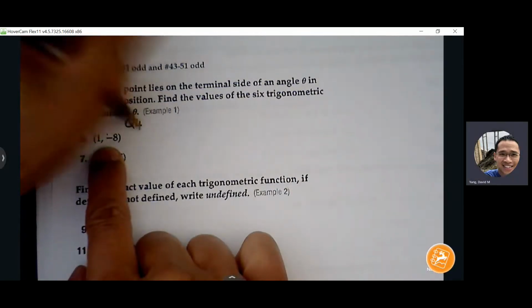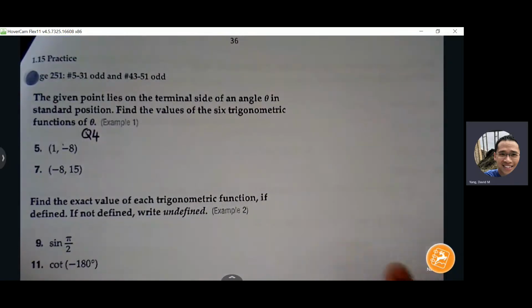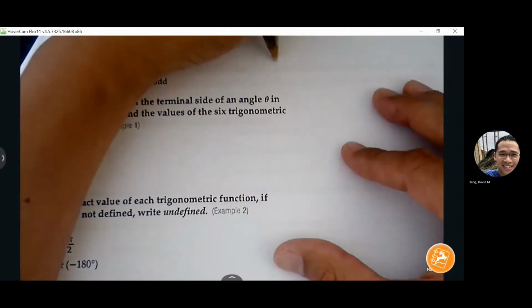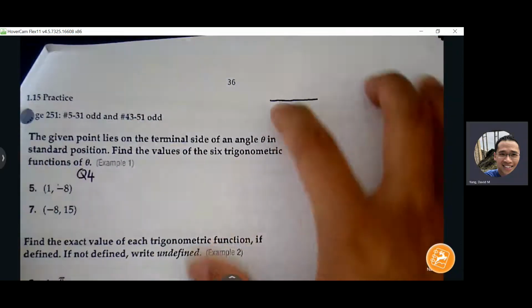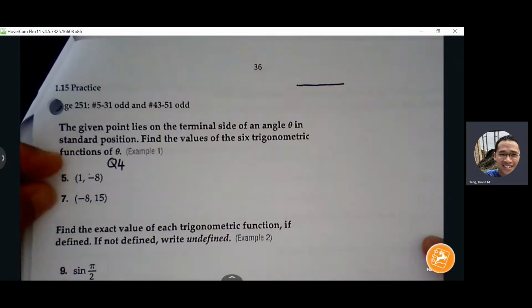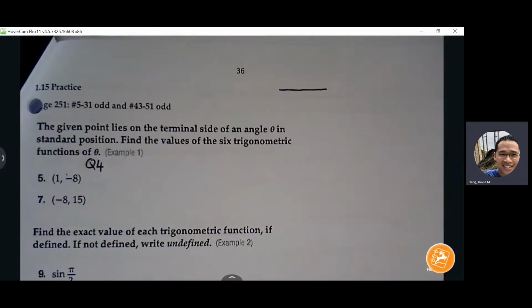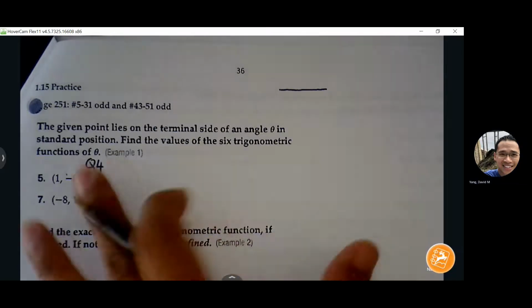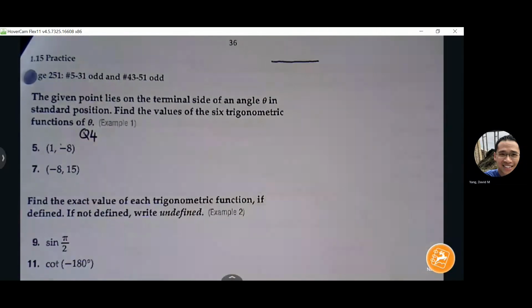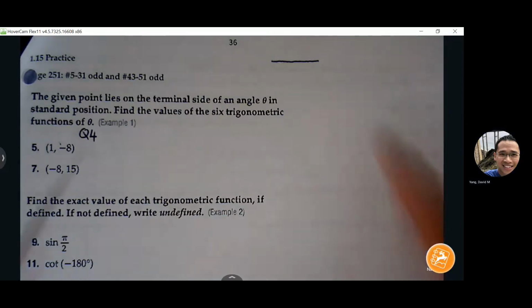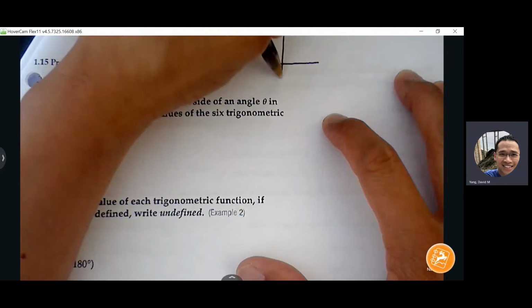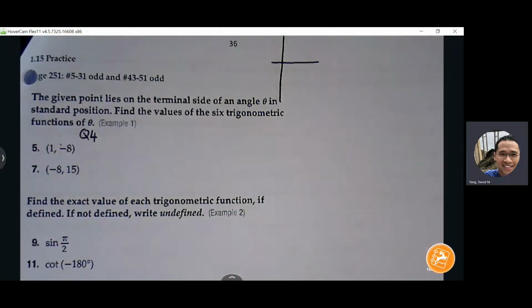So I'm going to identify that and create my triangle in the fourth quadrant. Use as much space as you can. Use the top of this page, because there's going to be a lot of space needed for 5 and 7, not so much for the other problems. Okay, so (1, -8) in the fourth quadrant. Go ahead and draw a coordinate plane, and draw a triangle in the fourth quadrant.